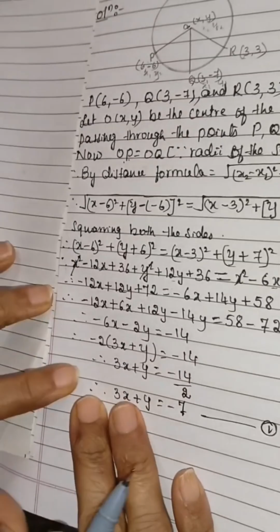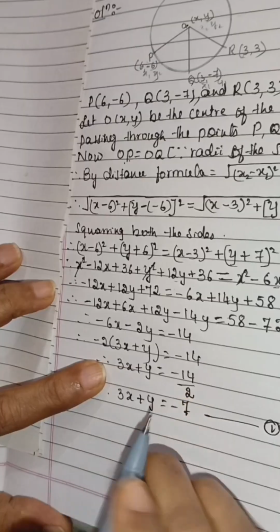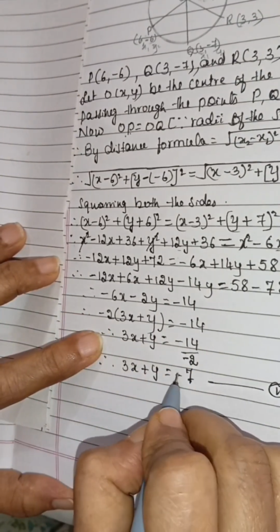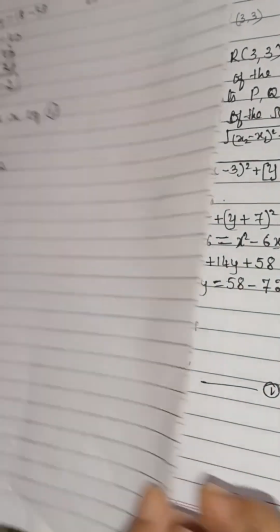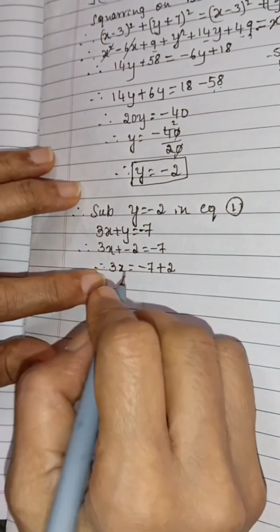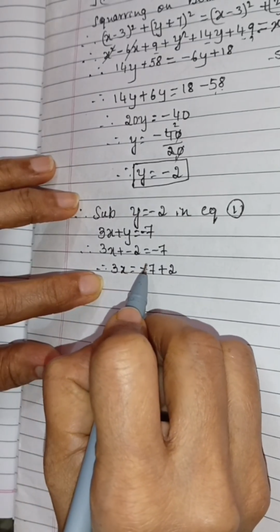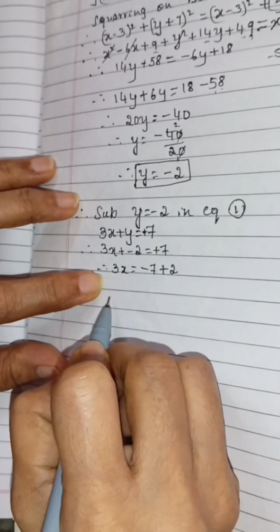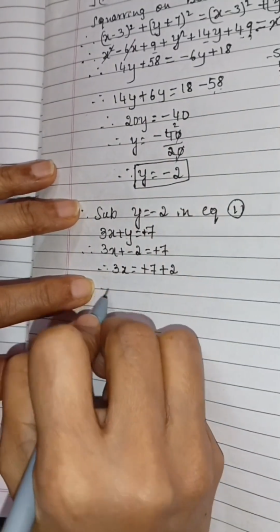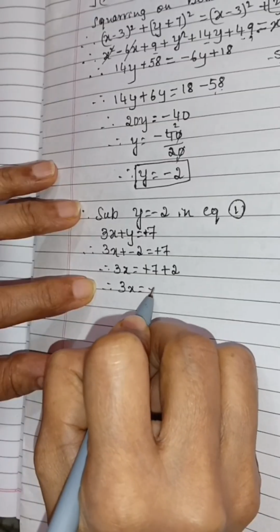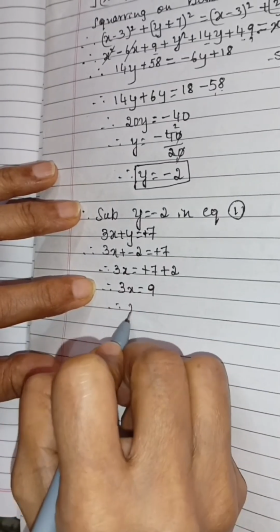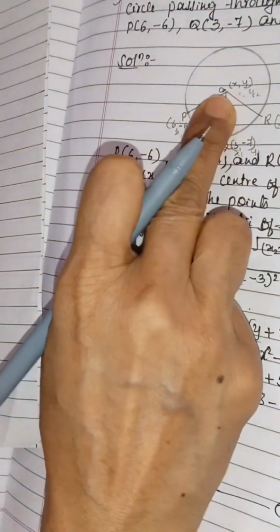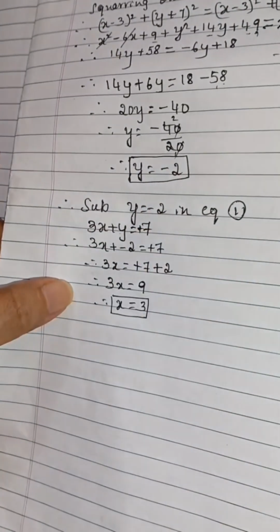See, is there a mistake? Here also, 14 divided by minus 2, because this is minus 2, so it becomes plus 7. Such a small mistake and very big bad effect. So this is plus 7, and this is also plus 7. Therefore 3x equal to 7 plus 2 is 9, therefore x is 3. Therefore the coordinates of the center of the circle x, y is 3 and minus 2.